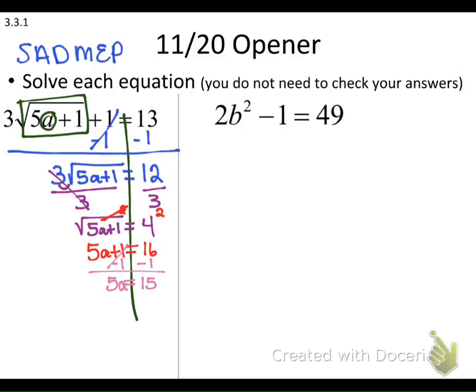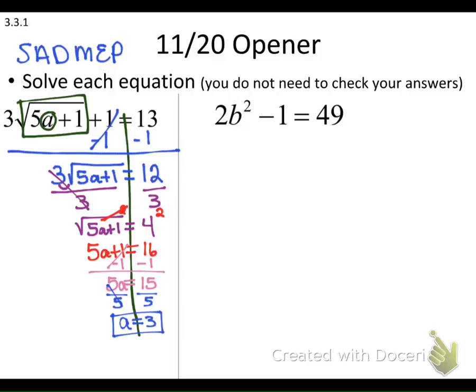In order to get the variable a by itself, you do the opposite of multiplication, which is division. Divide each side by 5. Your 5's cancel on your left. Bring down your variable a. 15 divided by 5 equals 3. If you missed any part of that, I would go ahead and pause the video and have the students correct it.